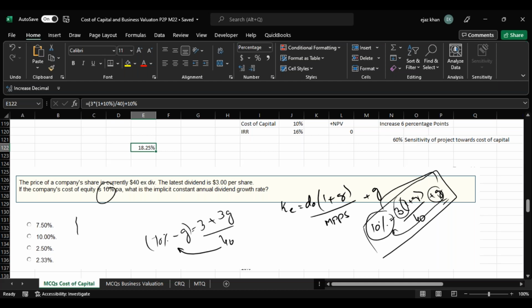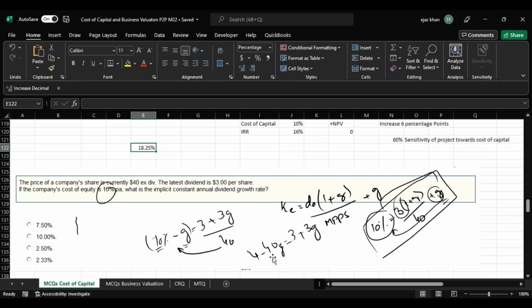Now this 40 will be taken to the other side and multiplied with both the values. So 40 will be multiplied with both 10% and the G. So 40 into 10%, it will give us 4, minus 40G is equal to 3 plus 3G.